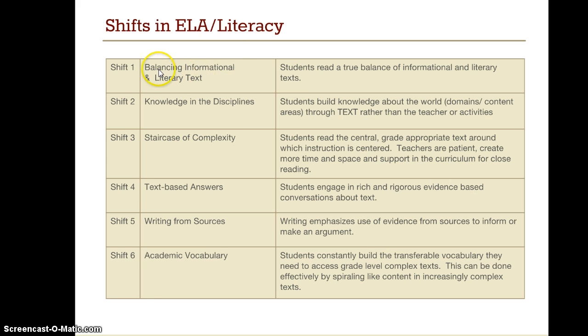So as you see, the 6 shifts are listed down the left-hand side, they are each given a name with minimal descriptions on the right. So for the first shift, balancing informational and literary text, we talked a long time ago that at the high school level, students should be primarily reading non-fictional or informational text. It's about a 70-30 split. So that is something where we may have to take a look at what we are reading with students, and this again is going across all content levels, not just in the English department. And we really want to look for a more balanced approach to informational text at the high school level.